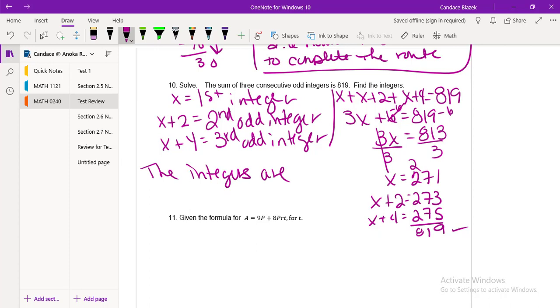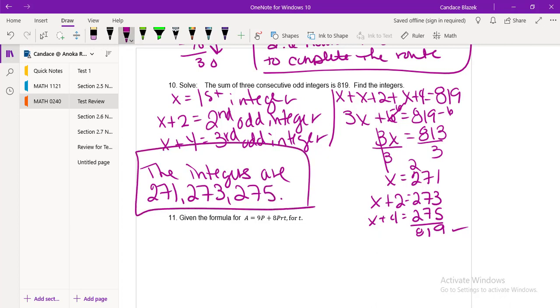So I'm going to say for my answer, the integers are, notice they're all odd also, 271, 273, 275. Circle my answer.